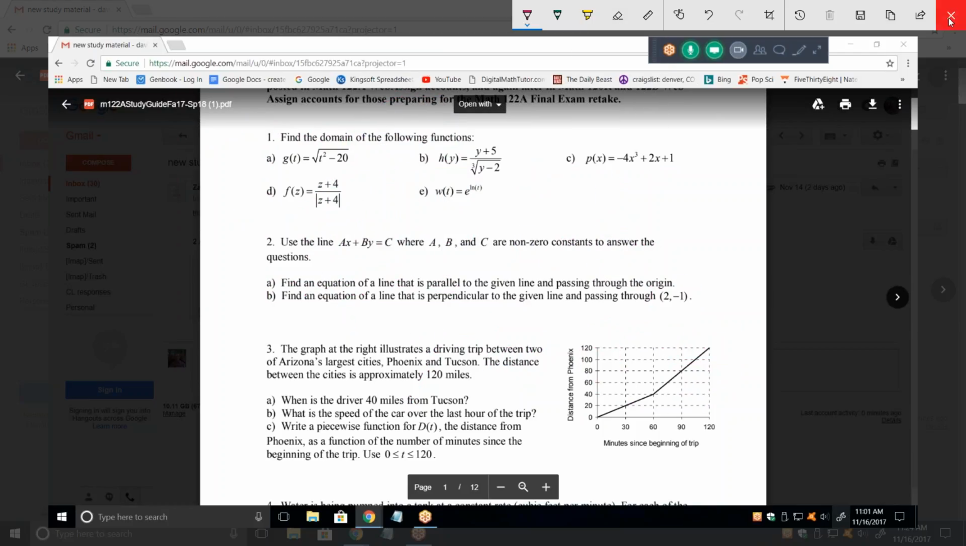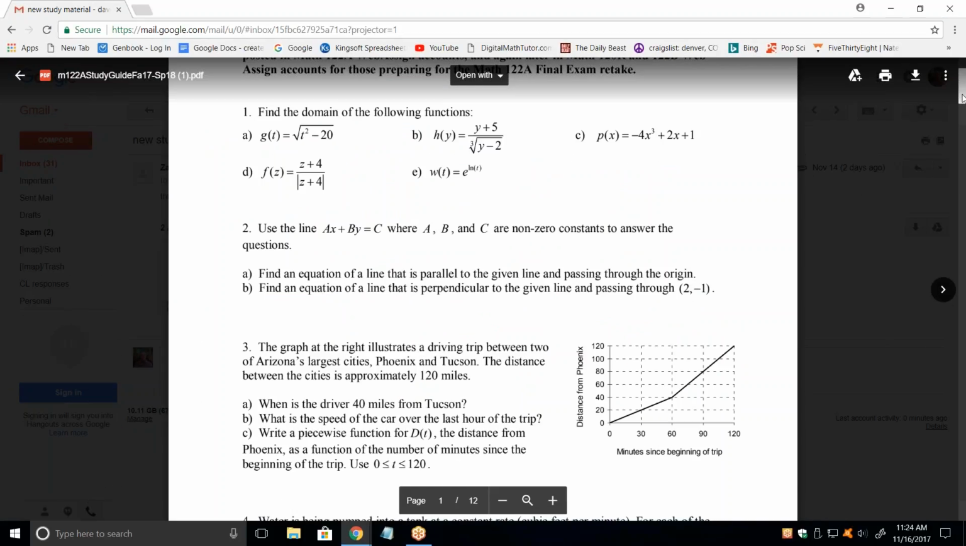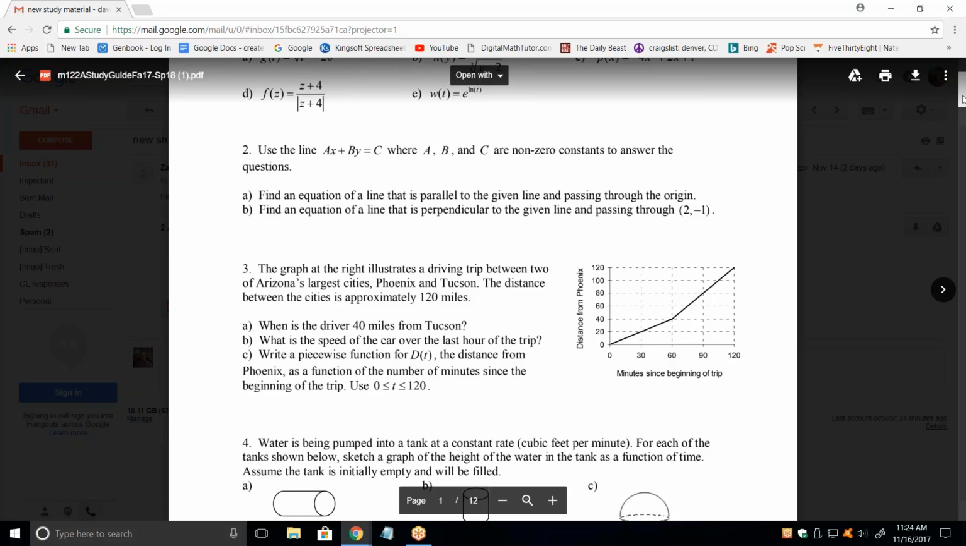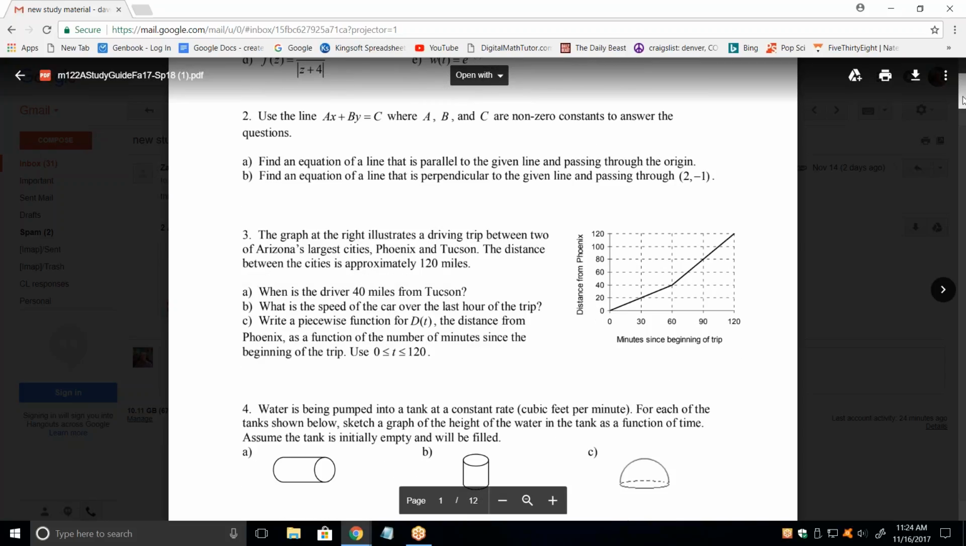It's actually a pretty good problem because you have to kind of know everything. That's two weeks worth of an algebra class right there. That one problem.